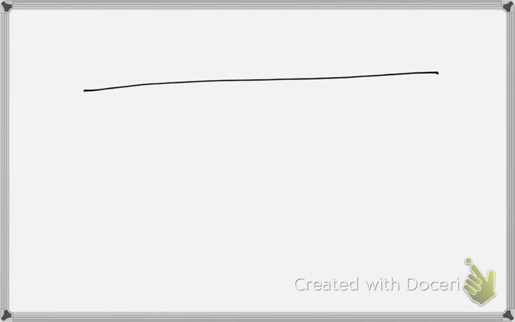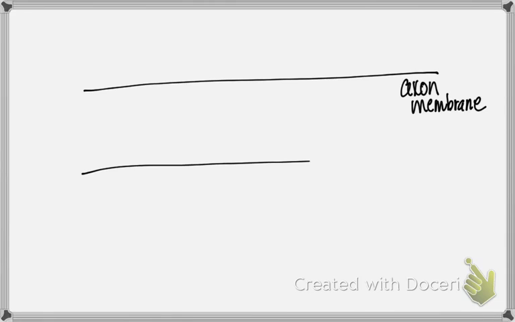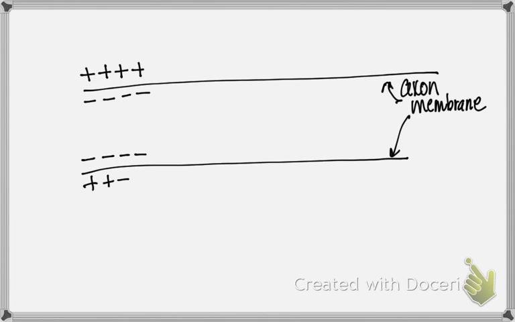So this line here is the nerve cell membrane, right? This is the axon membrane. I'll draw the other side. Across that axon membrane, the normal conditions are a positive charge on the outside and a negative charge on the inside. So this represents our before. This is our resting potential.